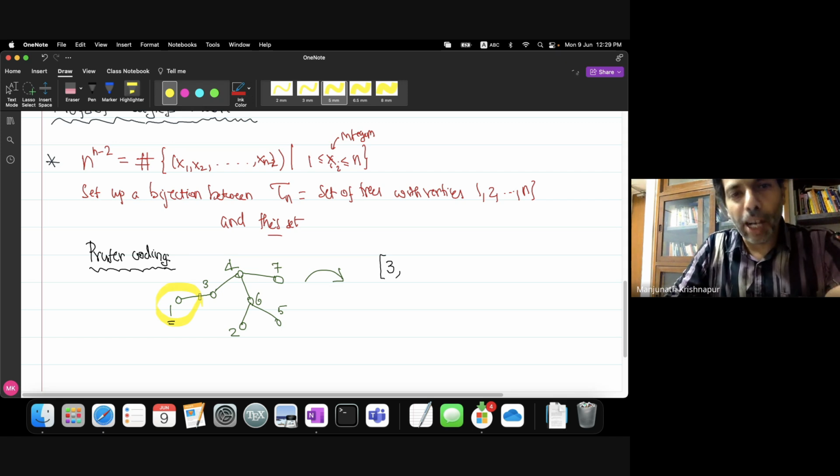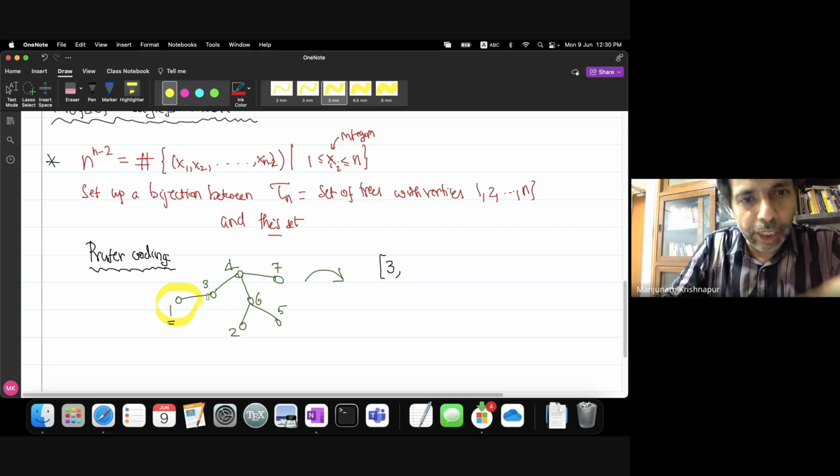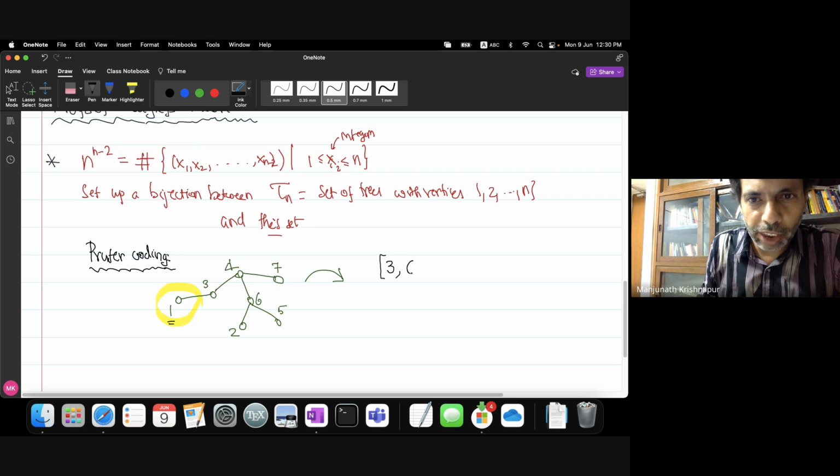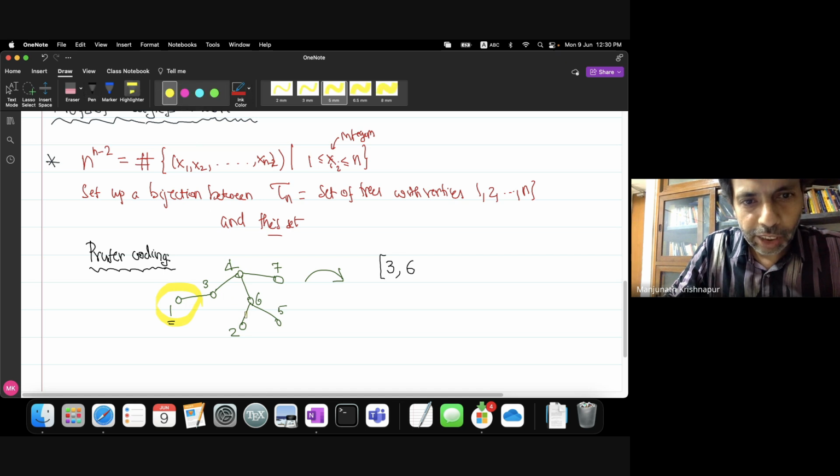Imagine that I don't want to erase it because I want the tree to remain at the end, but imagine that 1 and the edge connecting to 3 have been removed. So now you have a smaller tree and you just proceed in exactly the same fashion. It's not labeled by 1 to n, but it is labeled by distinct labels. Always go to the leaf with the lowest label and see what it is connected to. In this case, the leaf is 2 and it is connected to 6. So we write down 6 and then we delete that particular edge.